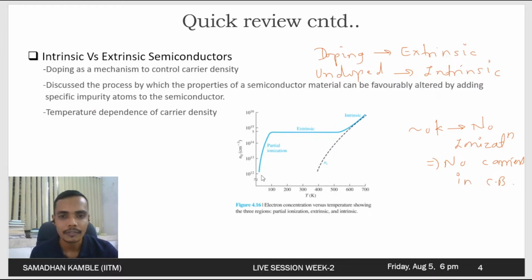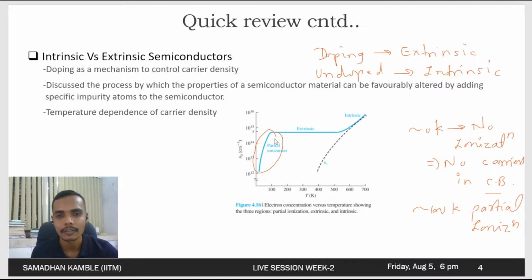If you increase the temperature further, up to roughly about 100 Kelvin, the number of carriers in the CB increases because of the ionization happening inside the doped atoms, and we get partial ionization up to say 100 or 110 Kelvin. This is also dependent on the particular semiconductor. So this is partial ionization.